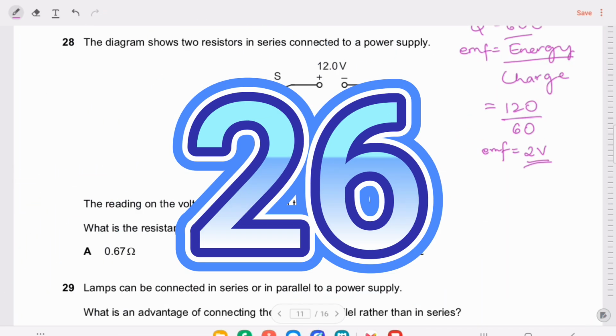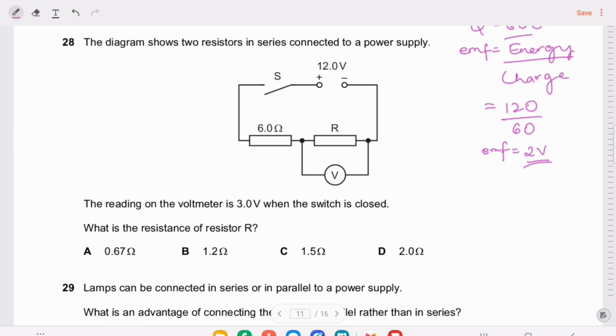That's it. The diagram shows 2 resistors in series connected to the power supply. The reading of the voltmeter is 3 volt when the switch is closed. What is the resistance of resistor R? This is a classic series circuit question. Take a moment and try it yourself, okay?